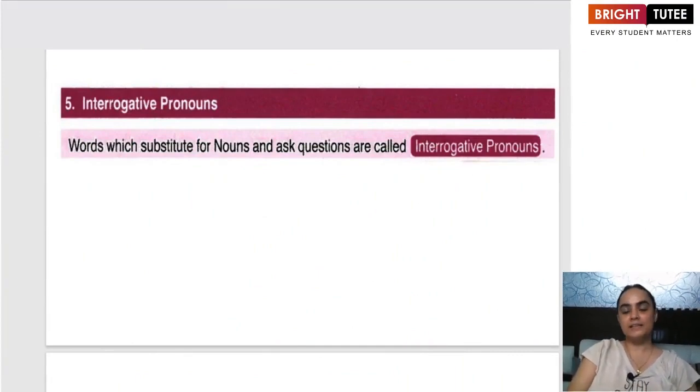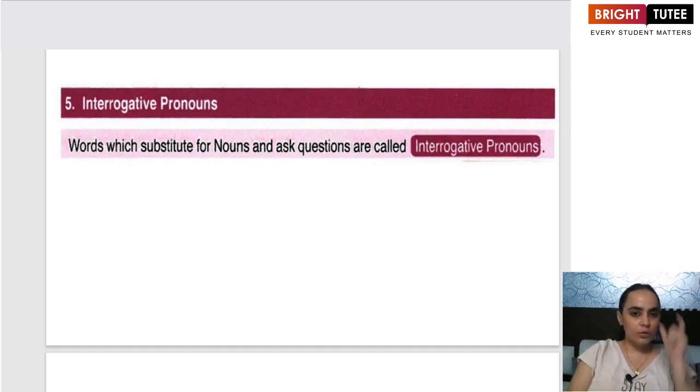In this class, we are going to continue with chapter 4 of English Grammar, class 7th Nagaland board, which is pronouns and the kinds of pronouns. So far in the previous lectures, we've discussed the first 4 types of pronouns, that are the personal pronouns, possessive pronouns, reflexive pronouns, as well as emphatic pronouns. Now we shall begin with the 5th type of pronoun, which is interrogative pronouns.